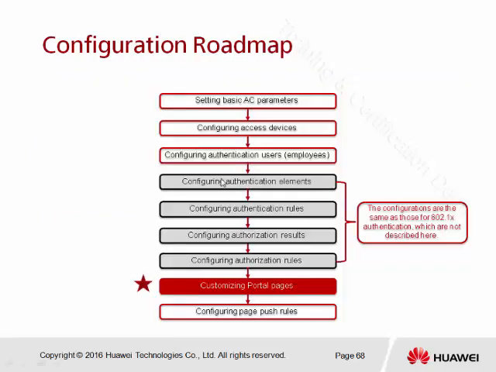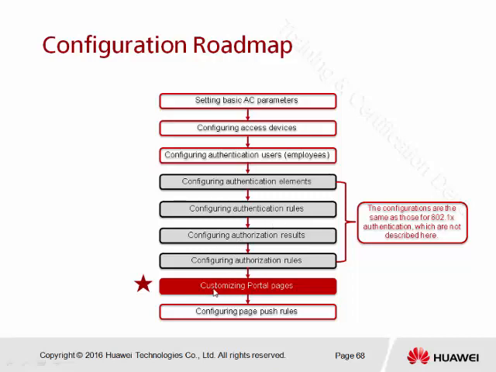So here the step is not going to be repeated and explained anymore, because the configuration for the authentication element, the rules, result, and the authorize, all is the same as the 802.1x. So that's why here they mention the configuration is the same as that for the 802.1x authentication. So after that, we're done with all the configuration here.